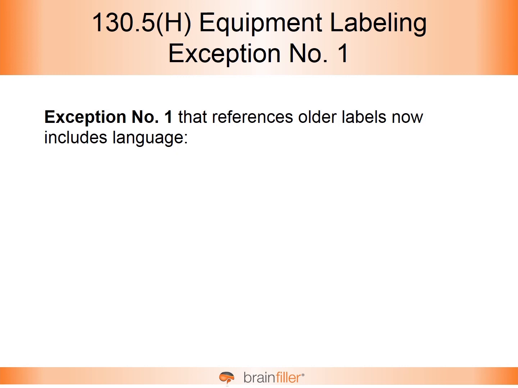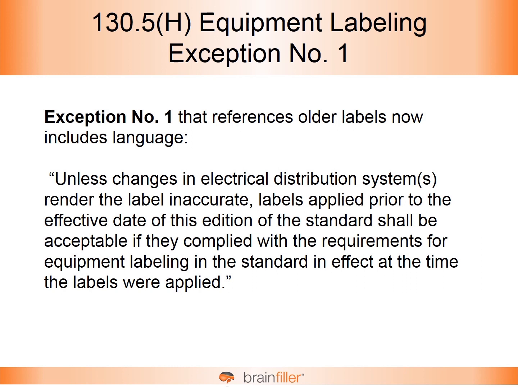130.5(H) equipment labeling, exception number 1, the language was changed, and it now states that unless changes in the electrical distribution system render the label inaccurate, labels applied prior to the effective date of this edition of the standard shall be acceptable if they complied with the requirements for equipment labeling in the standard in effect at the time the labels were applied. What might render the label inaccurate?